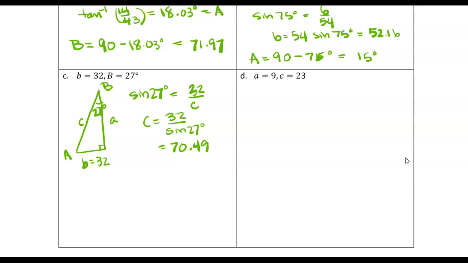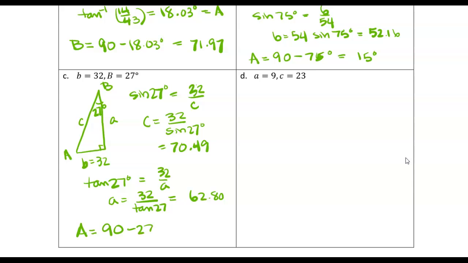If we want A, like I was just saying, we could take the tangent of 27 degrees, and we know that that's equal to opposite over adjacent, so 32 over A. So A is equal to 32 over the tangent of 27, and we get 62.80 for side A. And then angle A, again, we're given angle B, so we might as well just subtract angle B from 90 to get angle A. Okay, so that gives us a 63-degree angle.